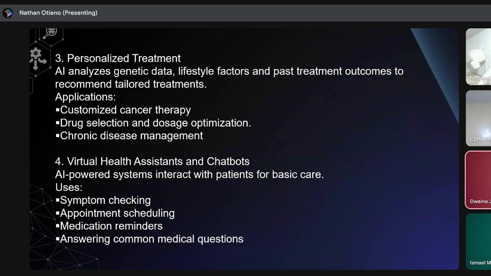Number four, virtual health assistants. AI-powered systems interact with patients for basic care. These are used for symptom checking, appointment scheduling, medical reminders, and answering common medical questions. I hope you have interacted with the chatbots. They offer these services.